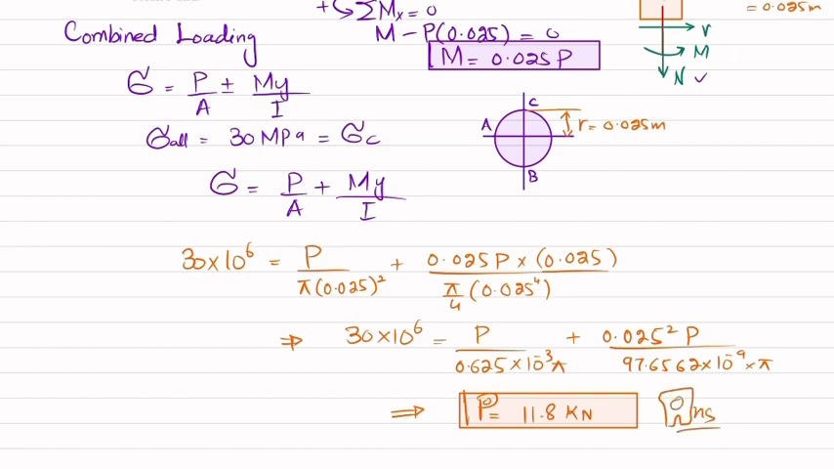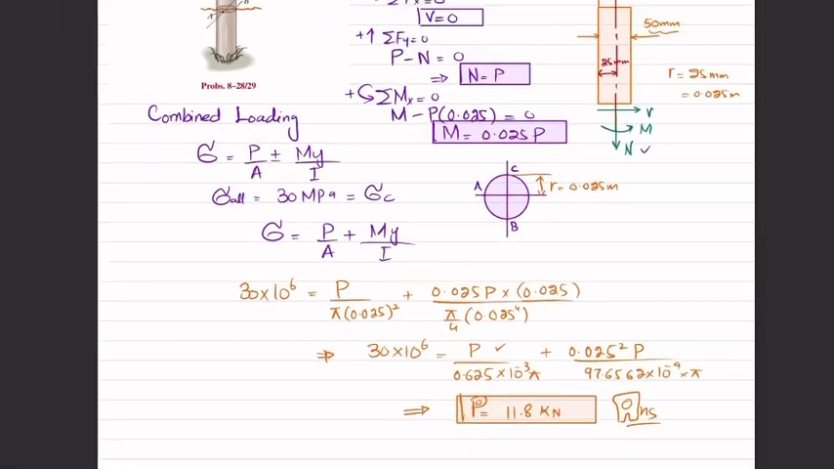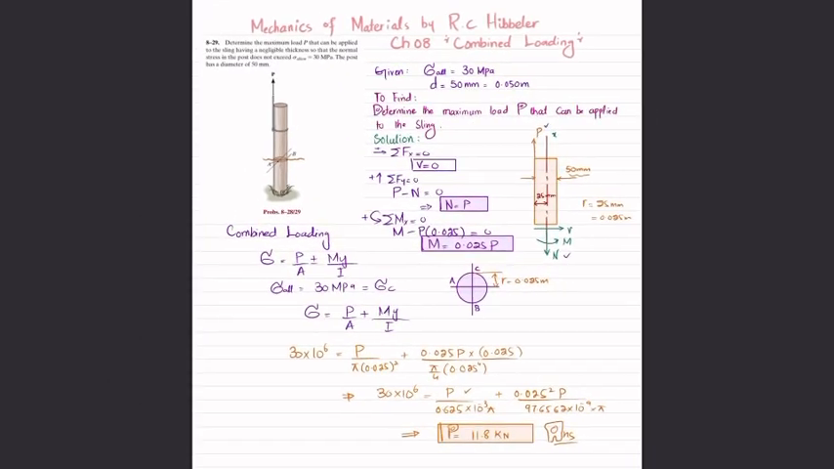I hope you will be able to solve this. 1 divided by this will give you P, and this term divided by this will give you some factor times P, and when you add both of them, that will be some value, and at the end you will get P. And that was all about this problem 8-29.